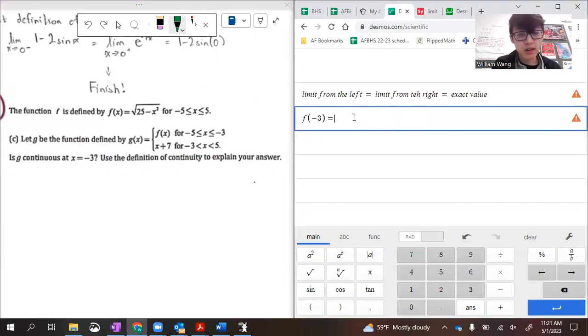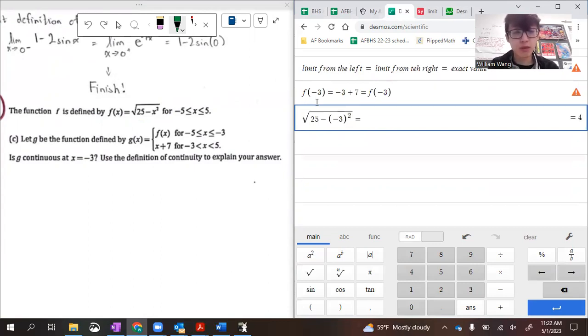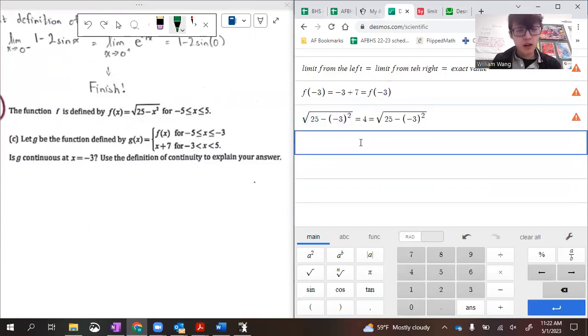That's going to be x plus 7, so -3 plus 7, which is equal to the exact value. The exact value is when x is equal to -3, so it uses that function again, f of -3. All right, well, what is f of -3? You might say, well, they give us f, so that's nice. So I'm just going to plug -3 into that function. So square root of 25 minus -3 squared, and -3 plus 7 is 4. This is redundant, but I'll write it just so we have that. All right, that's square root of 25 minus 9.